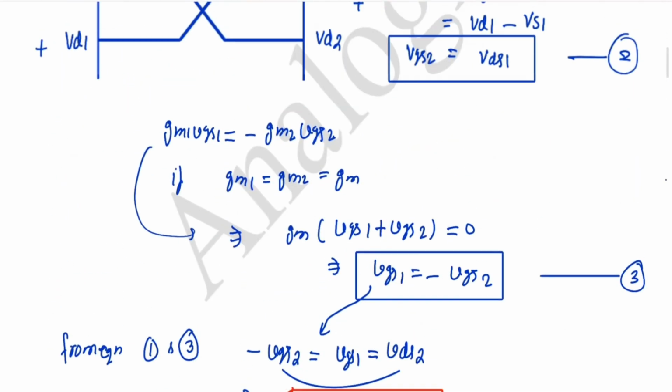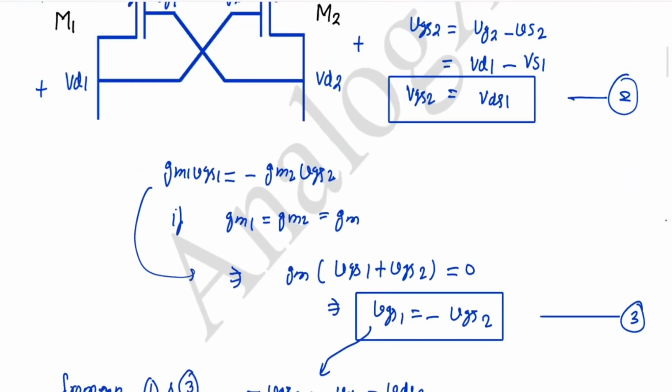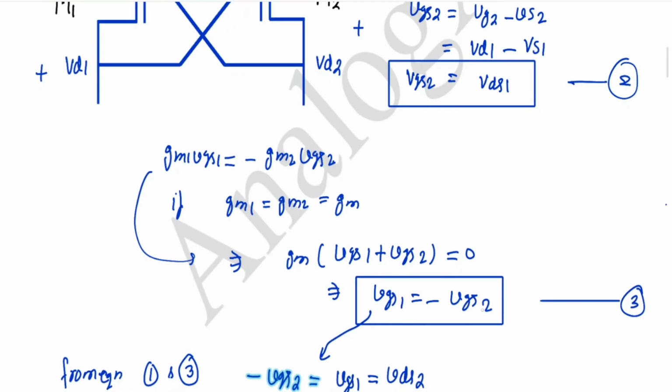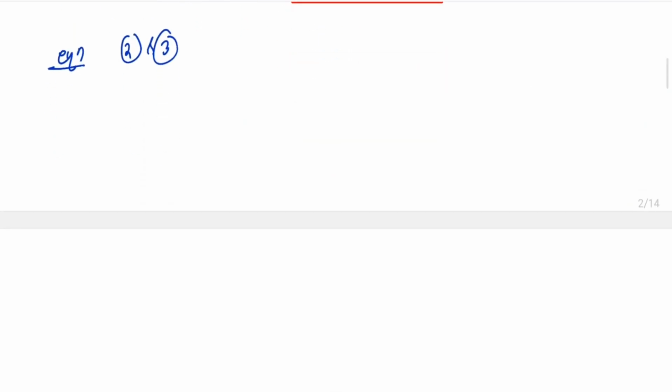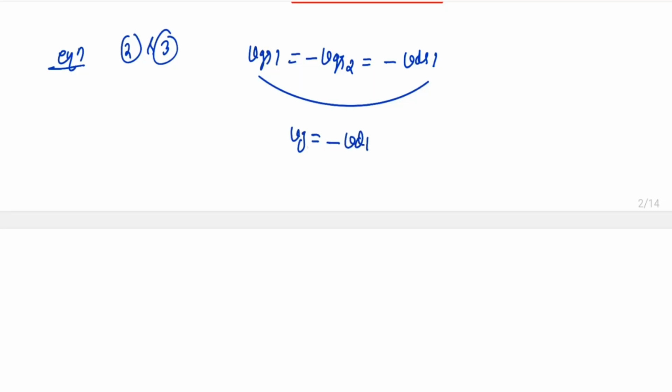Now again we will use equations 2 and 3. From equation 2 we know that VGS2 equal to VDS1, and this VGS2 equal to minus of VGS1. So we will again compare these results, and we will get VGS1 equal to minus VGS2 equal to minus of VDS1. If I expand these, again I will get VG1 equal to minus VD1.